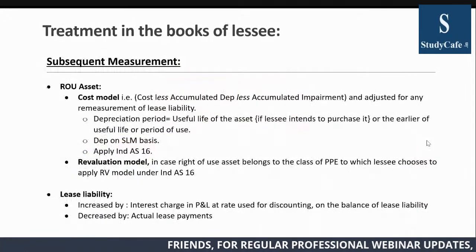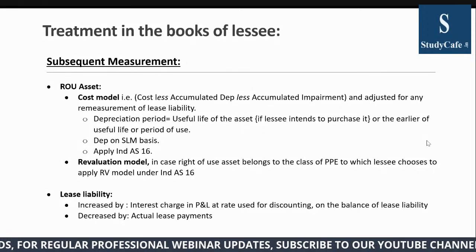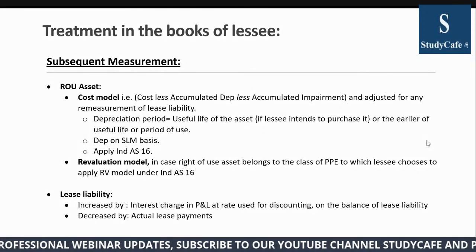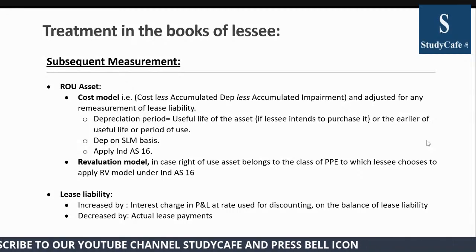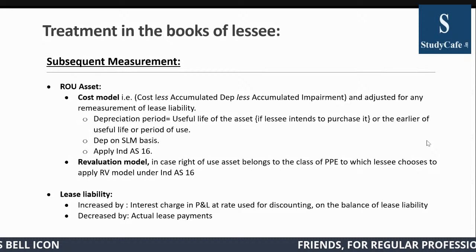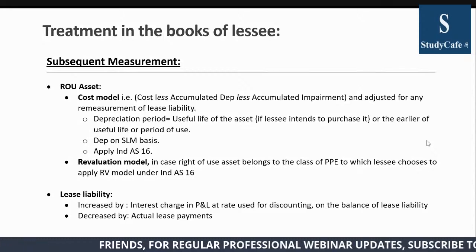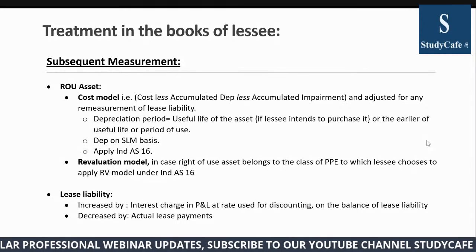Now we move on to the subsequent measurement. Since at the initial recognition the lessee recognizes an asset, now it will depreciate that asset. How will the depreciation be calculated? What will be the measurement? As per Ind AS 116, the lessee has been given an option. It can either go for the cost model as per Ind AS 16, or it can go for the revaluation model as per Ind AS 16.